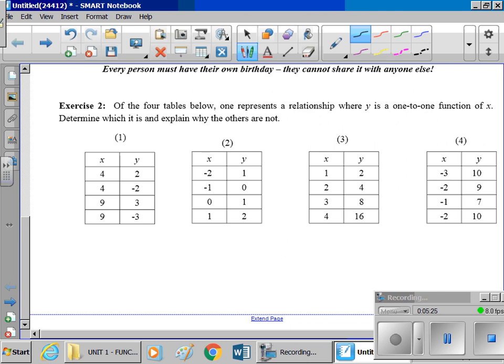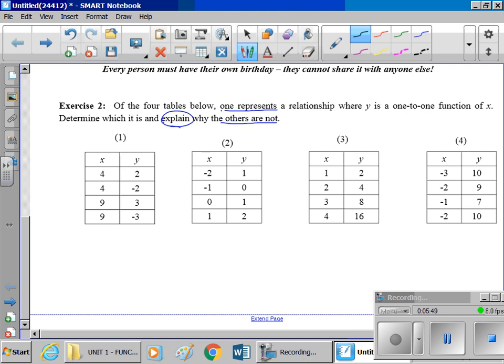Of the 4 tables below, one represents a relationship where y is a one-to-one function of x. Determine which it is and explain why the others are not. So let's see which one we think it might be.